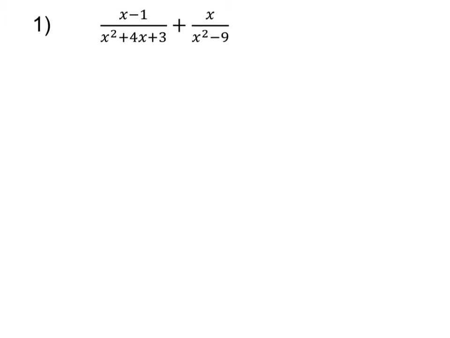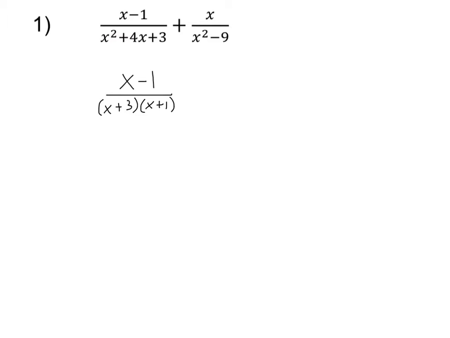We're going to apply the same principles that we had from part 1. First thing, let's factor our denominators. For the first fraction we have x minus 1 over this, and I'm not going to take the time to show all the steps. You should know how to factor that. But this we can factor using our magic x strategy. So that's going to end up being x plus 3 times x plus 1.